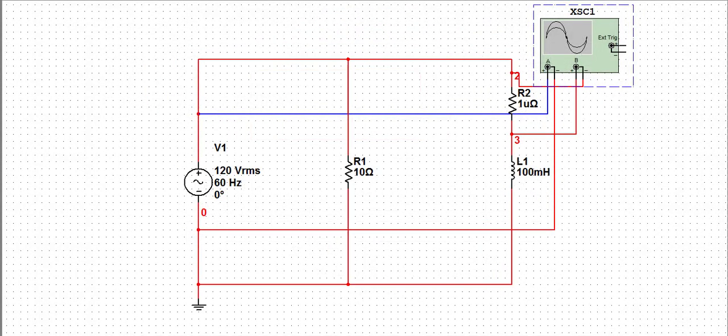So, okay, this is where I've connected an oscilloscope so we can look at the phase angles of each one of these branches.